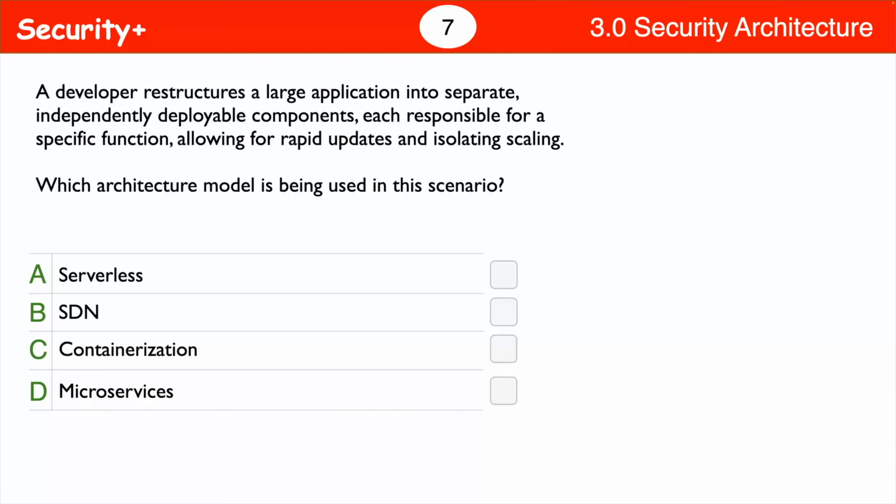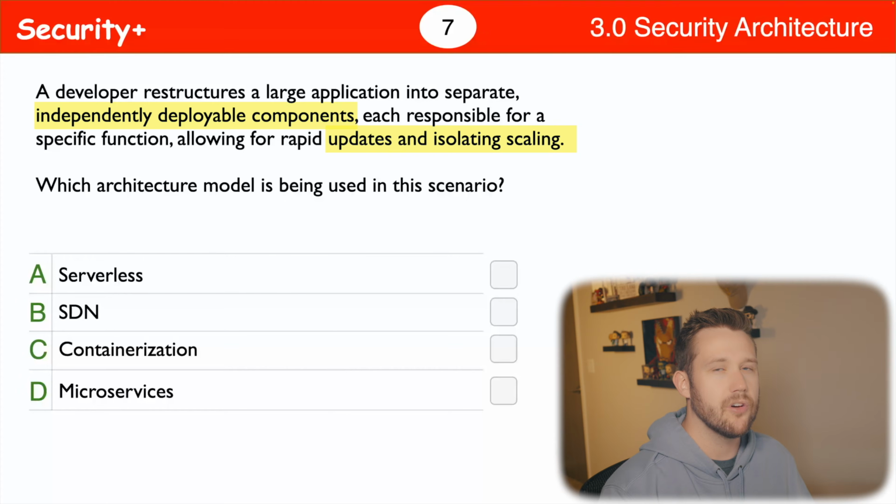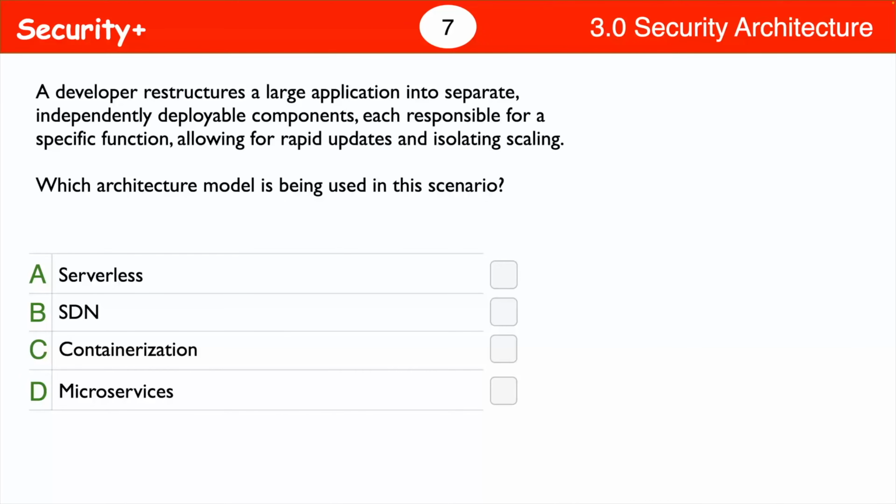Okay, so the key phrase for this one is separately deployable components. And I would also say rapid updates and isolated scaling. So these point to a modular application where each service operates independently, which is a defining trait of one of these answers. All right, so we can start with the process of elimination, and we can first eliminate A, serverless. Now, serverless focuses on abstracting infrastructure and running functions on demand, but it's not based on component modularity.